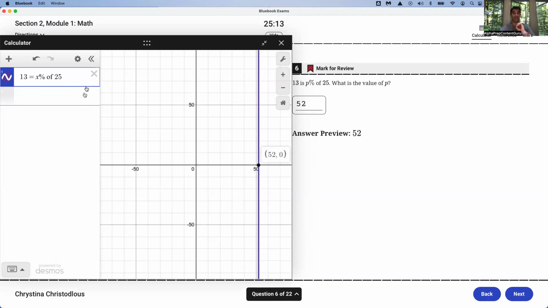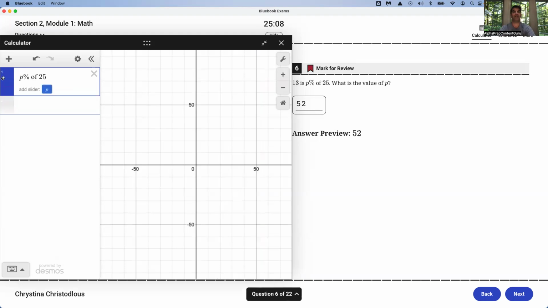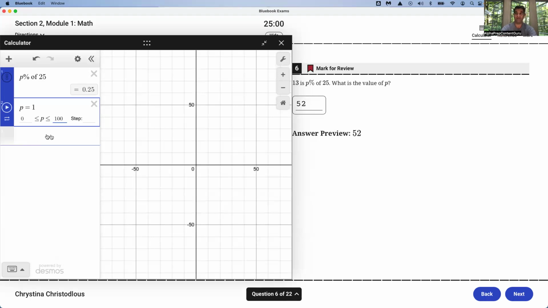Another way to take advantage of percent in this case is to go like this. I could say P% of 25 and make P a slider. And then I can change the values of P from 0 to 100. And for the moment, I'll make my step 1, meaning it's counting by ones. And I can actually watch it. And so the idea is I'm looking for 13 up here, but I want to figure out what percent of 25 is 13. 52% of 25 is 13. Very cool. I hope it totally makes sense and you feel awesome about it in every single way.